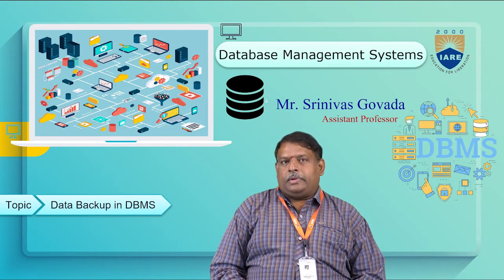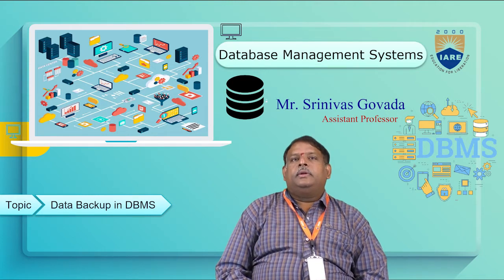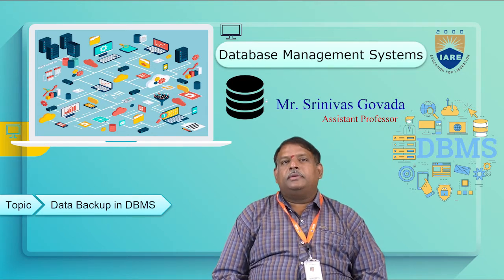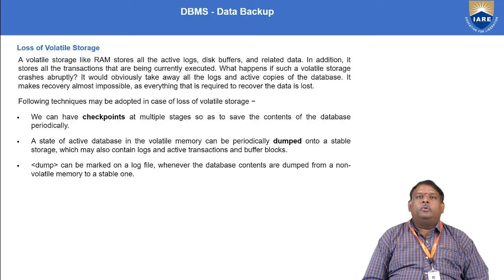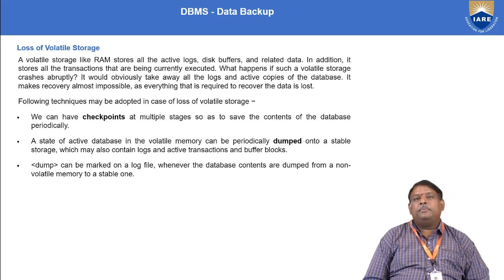Okay, let us get started. We'll see what happens when you lose data. Loss of volatile storage. A volatile storage like RAM stores all the active logs, disk buffers, and related data. In addition, it stores all the transactions that are being currently executed. What happens if such a volatile storage crashes abruptly? It could obviously take away all the logs and active copies of the database.